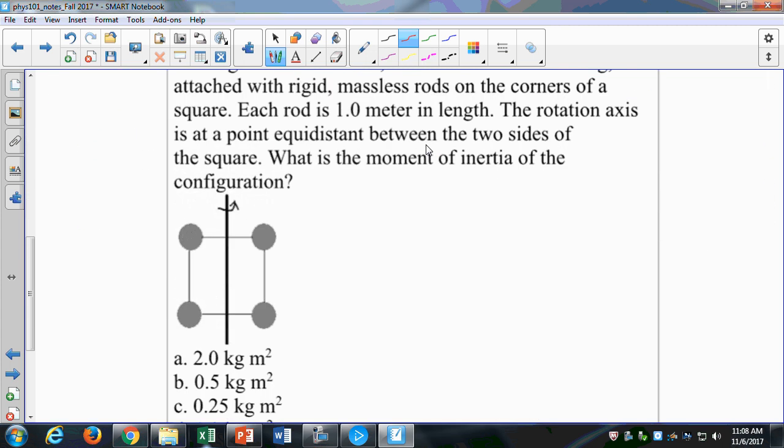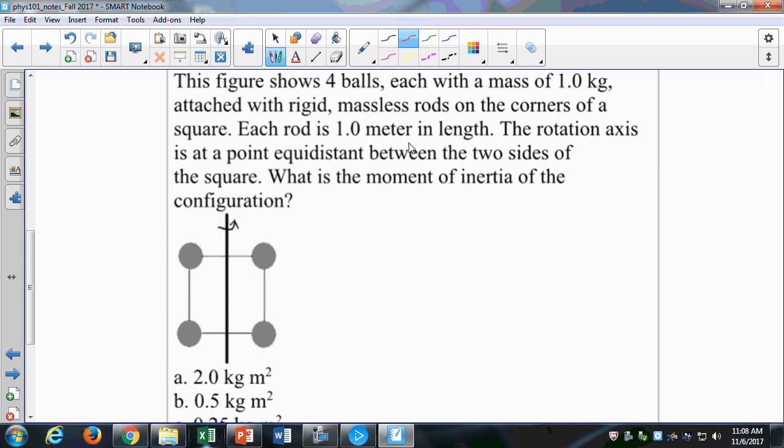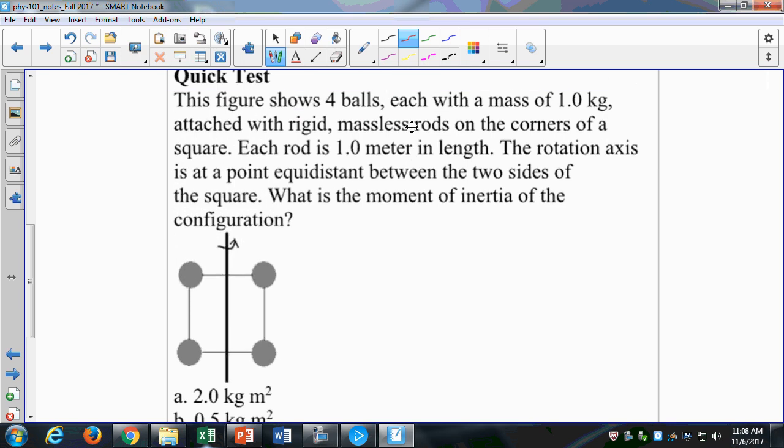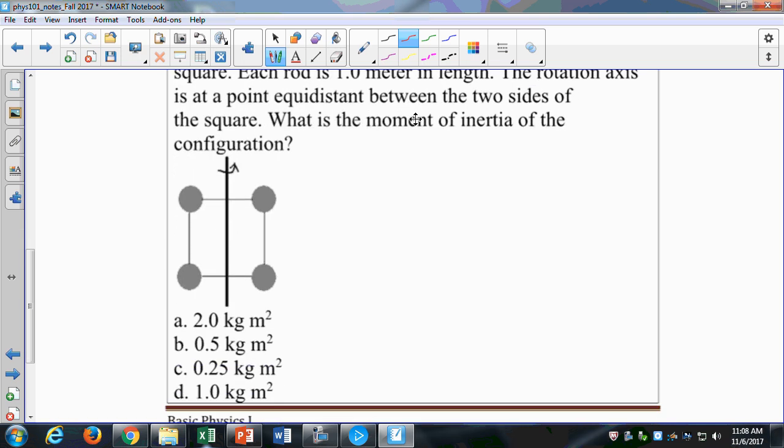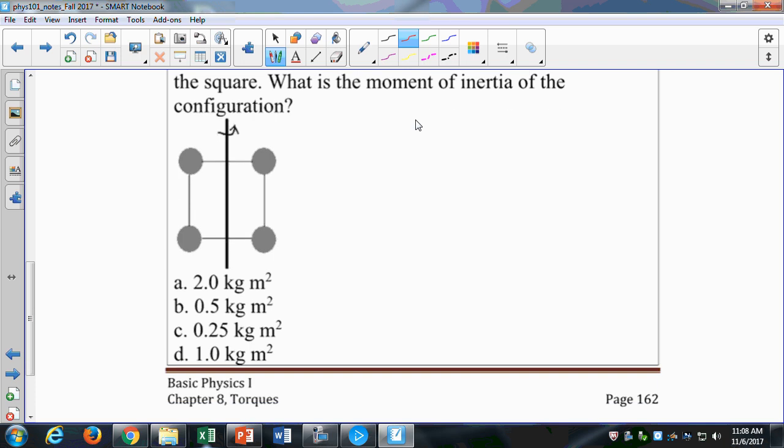All right, let's try this one. Here you have these four balls, each is 1 kilogram, and they're connected by 1 meter rods. And I want to know what is the moment of inertia of that configuration.